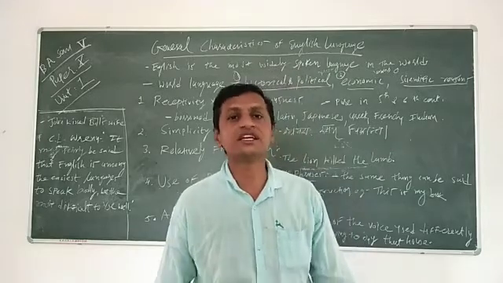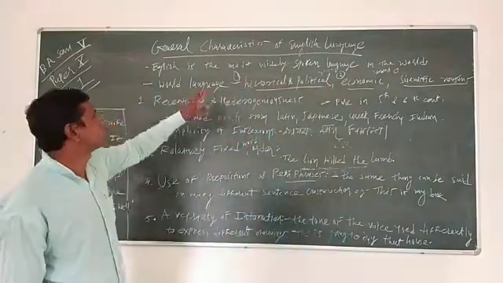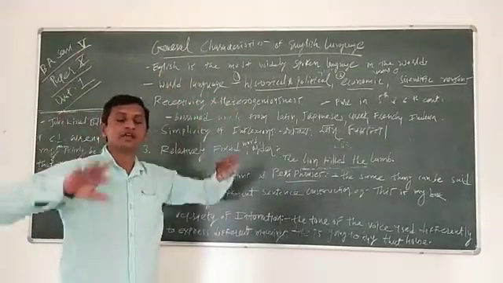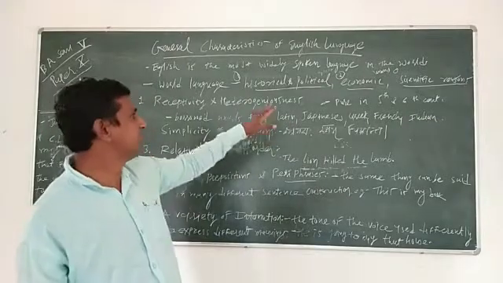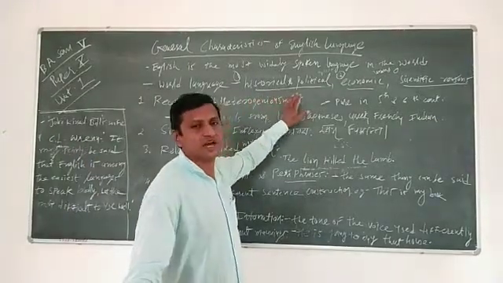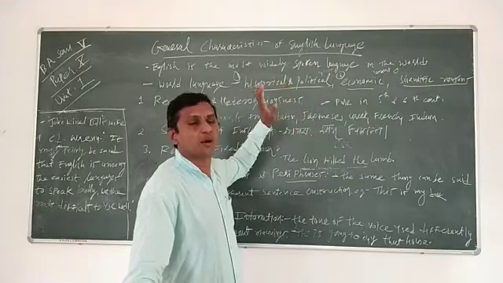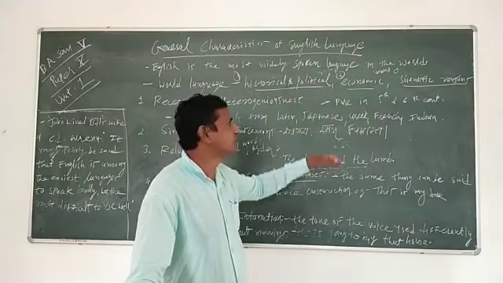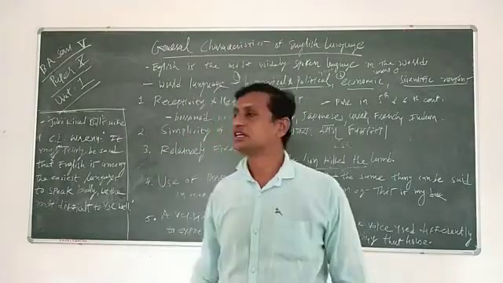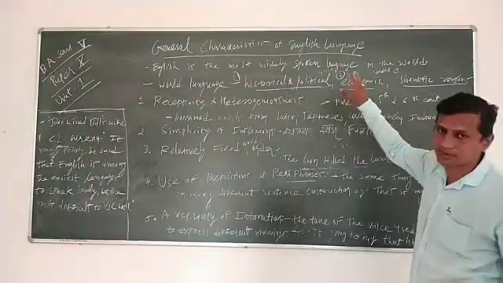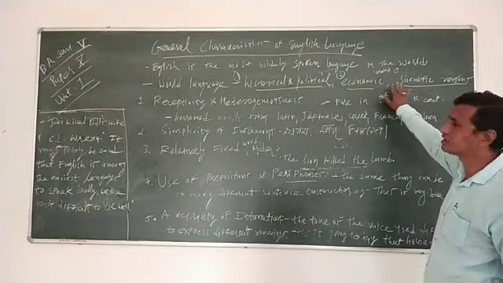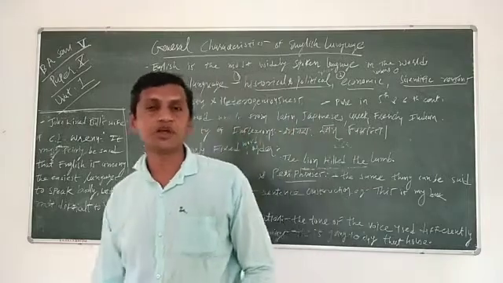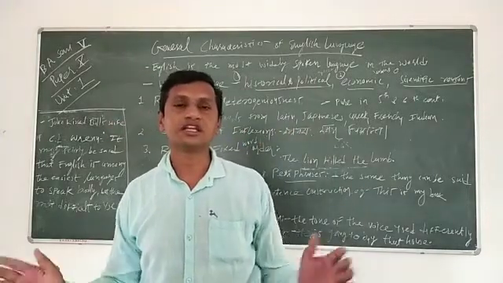And these are the basic reasons why English is the most widely spoken language, most widely spread all over the world. We discussed the first three basic, fundamental reasons: historical and political, second economic, and third scientific. These are the fundamental reasons to spread the English language all over the world.